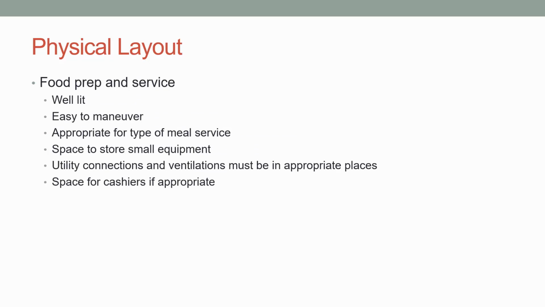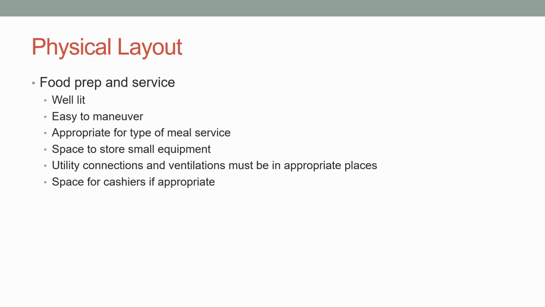When you look at your food preparation area and service area, it's really important that those are well lit, easy to maneuver around. Again, appropriate for your type of meal service. If you have a tray line, you're going to need different setup and different space than if you have a restaurant style kitchen. So what does your meal service look like, and how does that play a role in what kind of equipment and facilities you need for your food preparation area?